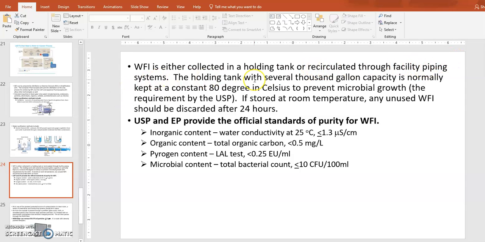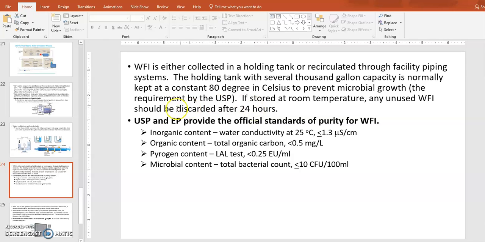A holding tank with several thousand gallon capacity is normally kept at a constant 80 degrees Celsius. 80 degrees is very hot, almost like boiling. If you stick your hand in it, it'll be burnt, right? That's to prevent contamination, of course, the growth of bacteria. If stored at room temperature, any unused UFI should be discarded after 24 hours. So 24 hours of storage is the limit.